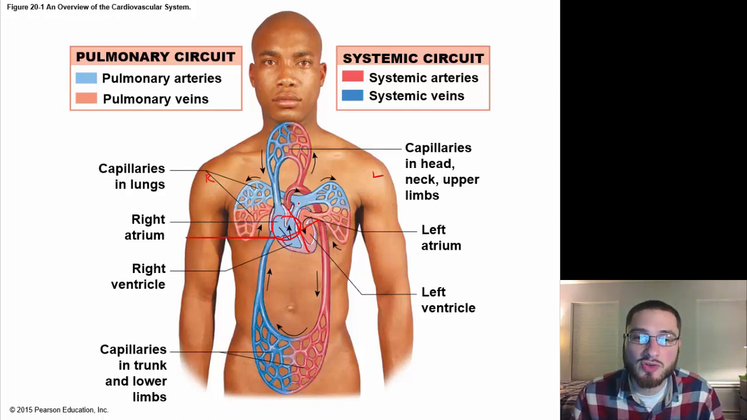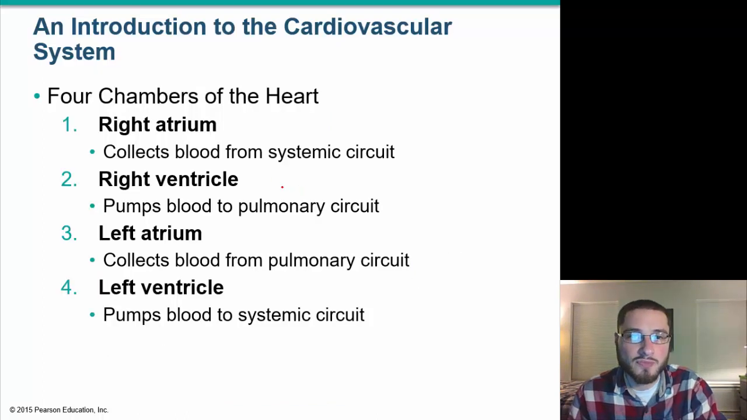So at this point, it goes to the pulmonary circuit, and it reoxygenates, and then it's going to come in through the left atria, and then it is going to pump it to the left ventricle, and then the left ventricle is going to pump it up through the aorta, and then from the aorta it is going to go to the systemic circuit. So the systemic circuit is going to the rest of the body. Remember, pulmonary circuit is going to the lungs, systemic circuit is going to the rest of the body.